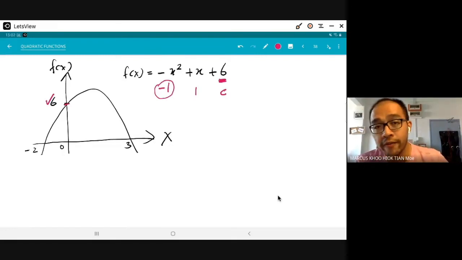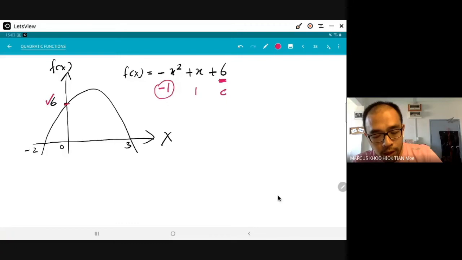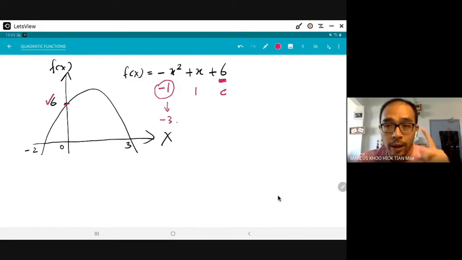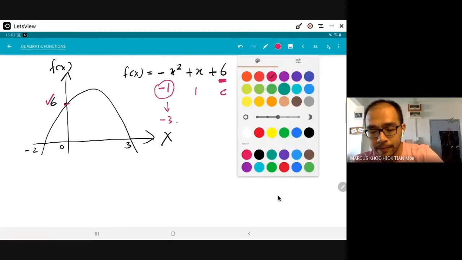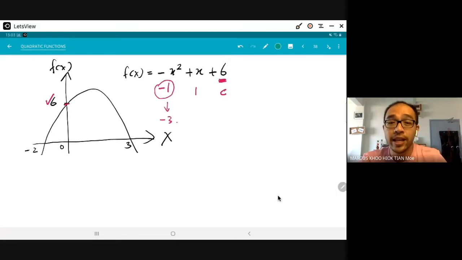So the question now is this. Sketch the graph of fx when the following values change. Value of A changes to -3. What do you think happens to the graph? A sekarang saya tukar pergi -3. What happens to this graph? Dia akan jadi apa? Jadi kurus juga. Dia akan jadi kurus lah.